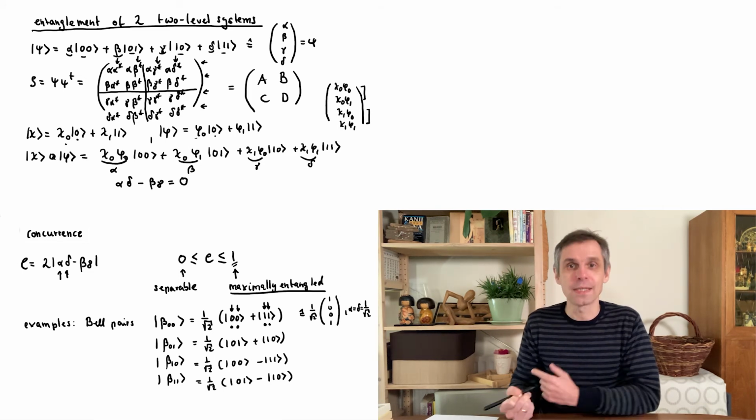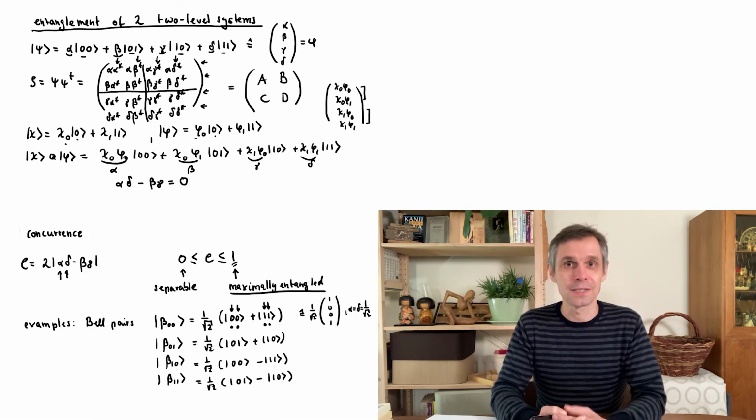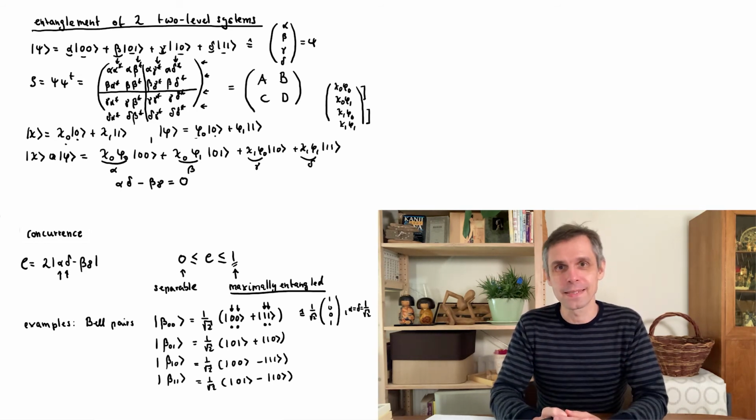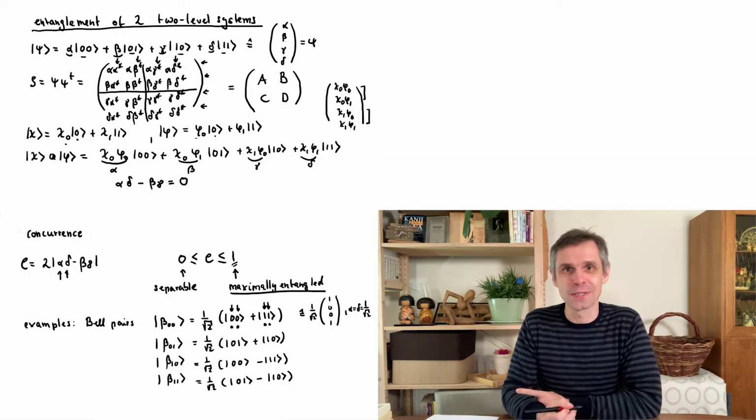And indeed we can check that all of these 4 states are orthogonal to each other. So they actually form a basis of entangled states for our composed quantum system. Now let us return to the most general case of the density matrix given above.